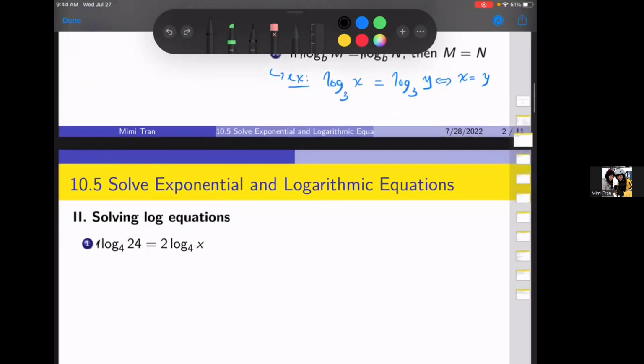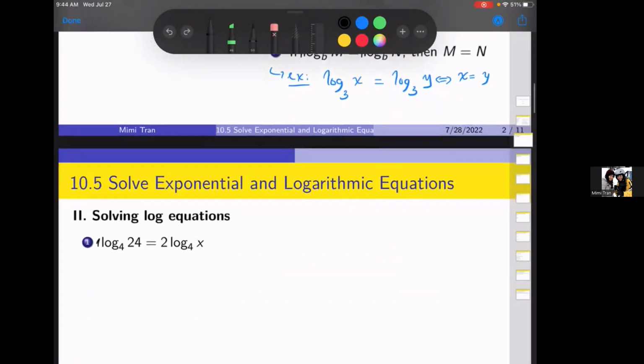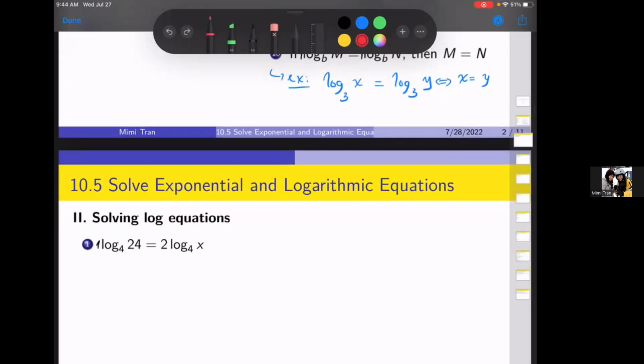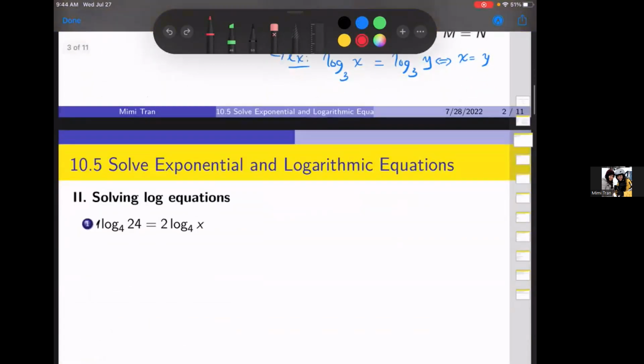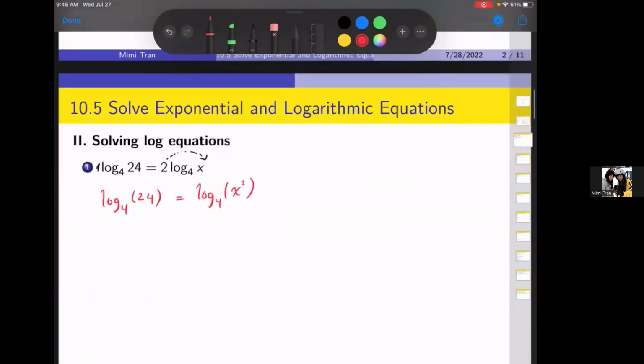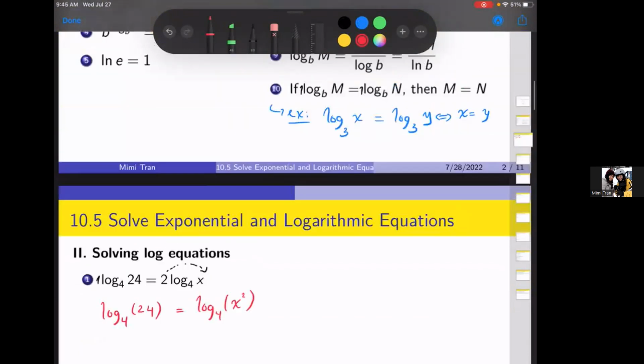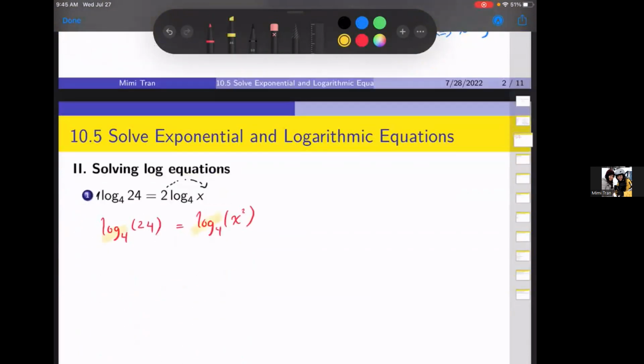Not go away per se, but move somewhere else. What rule do I use? Yeah, the power rule, right? So you're gonna move the 2 back to the power. So I'm gonna rewrite it as log base 4 of 24 equals log base 4 of x squared. And now because of rule number 10, I can cancel the log on both sides. So now 24 equals x squared. Can you solve that?